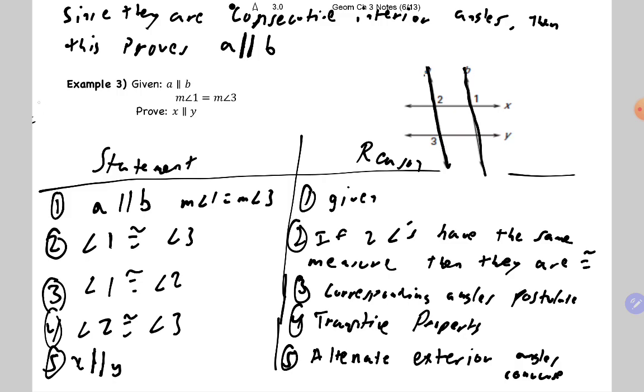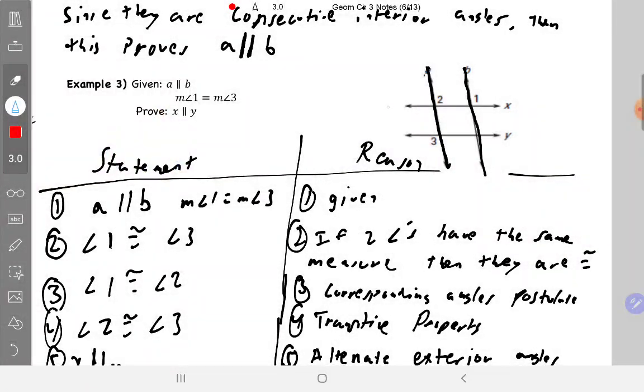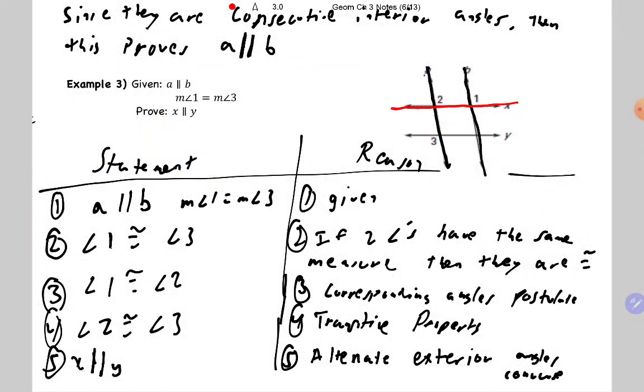If I look at this transversal here, and if we ignore the rest, we can look at angles 1 and 2, and we notice that those are corresponding angles. So my statement 3, angle 1 being congruent to angle 2, came from the fact that lines A and B are parallel. My second statement, angle 1 is congruent to angle 3, came from the given measure of angle 1 is congruent to measure of angle 3. If the measures of two angles are the same, then they are congruent.